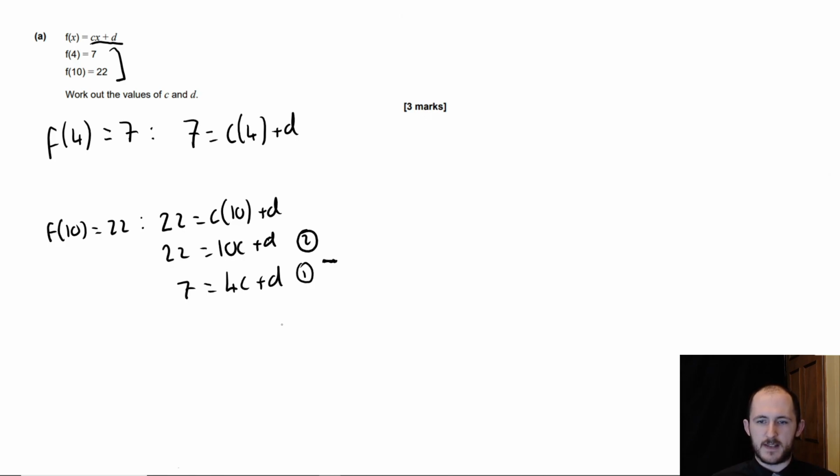So 22 minus 7 is 15. 10c minus 4c is 6c. So then c is just equal to 15 over 6, which, you can divide by 3, is 5 over 2.